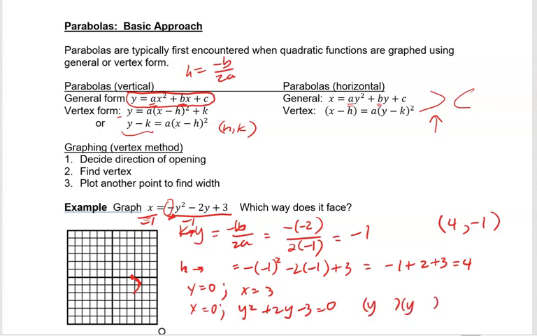I get the opposite signs, factors of 3. So I'm going to have a positive 3 and negative 1. And so the y values are y equal to negative 3 and positive 1. So on my graph at 0, 1, I have a point, and at 0, negative 3, I have a point, and then I can draw this parabola.